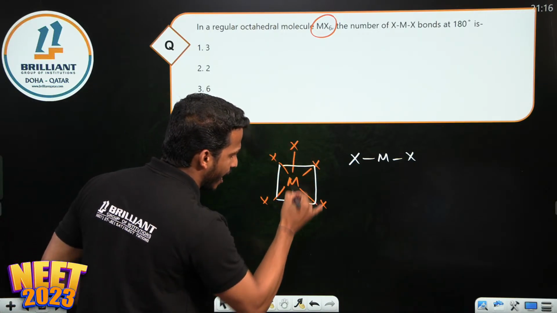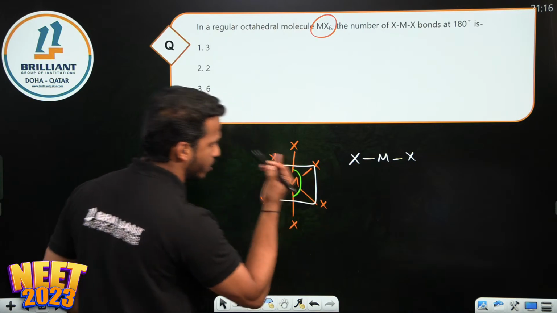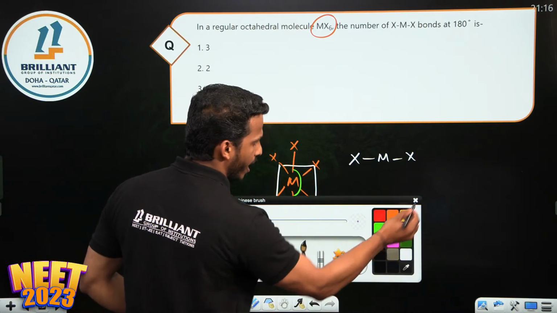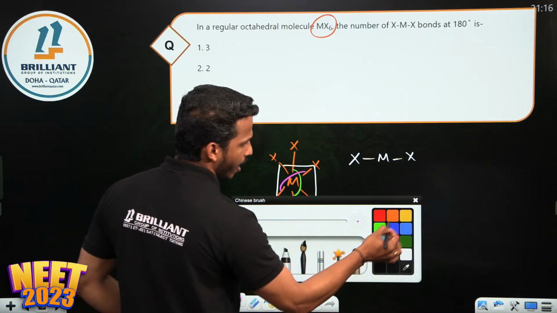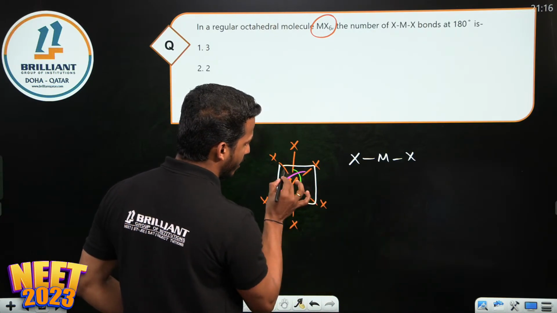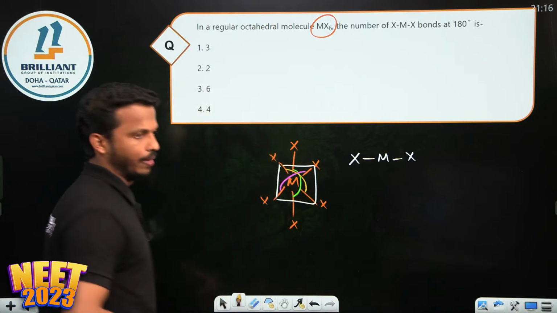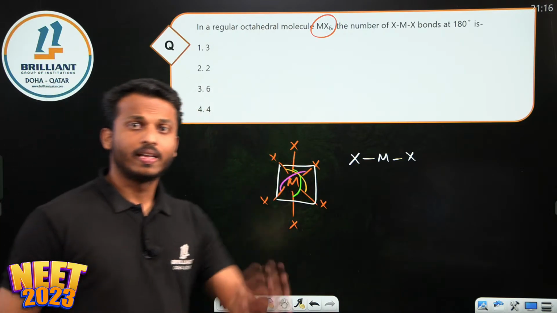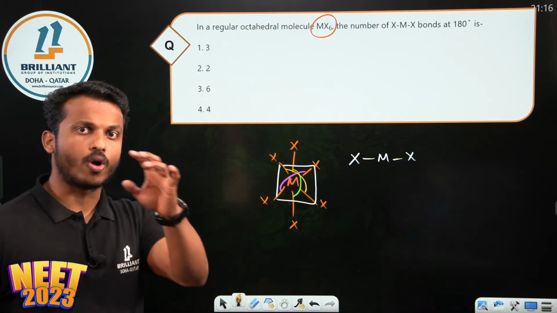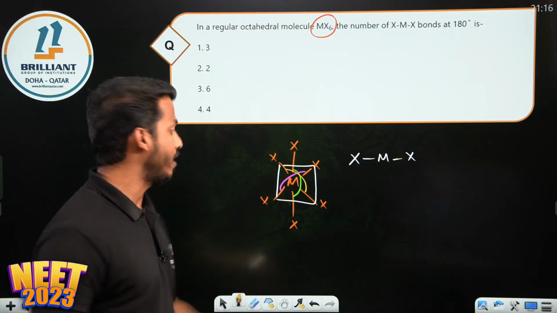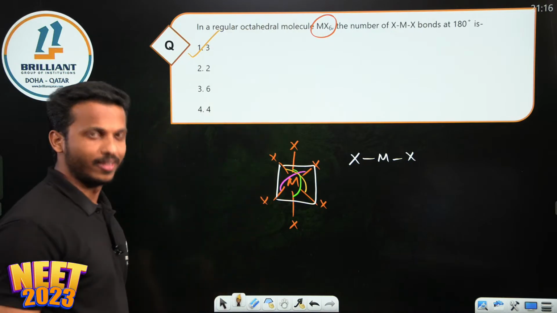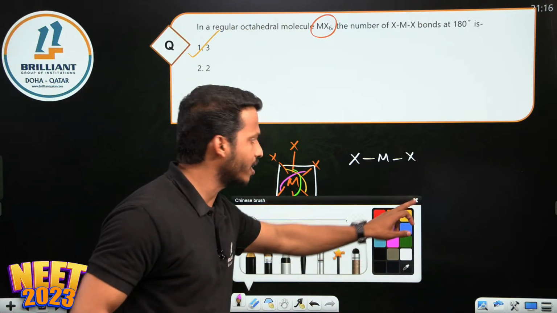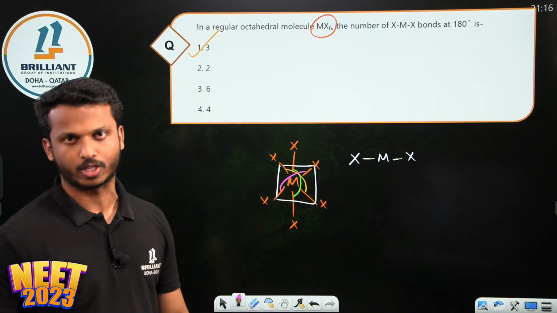Let's consider XMX, this one first. Yes, this is 180. Another one we can consider XMX. Yes, 180. And one more XMX. Yes, 180. I think there are 3 XMX bonds with bond angle 180 degree. Yes or no? So dear all, what is the answer? Option 1, 3 are there. So regarding structure, varieties of questions we can expect.